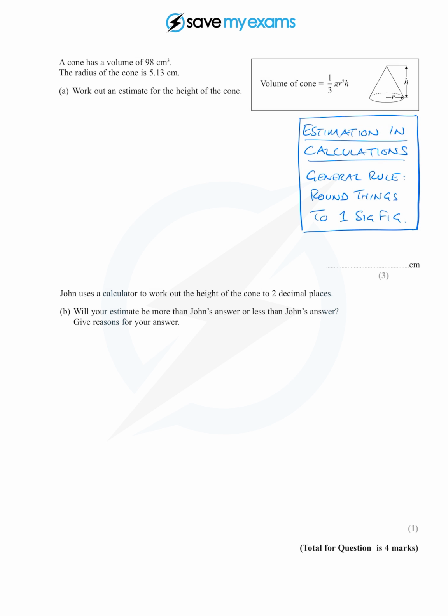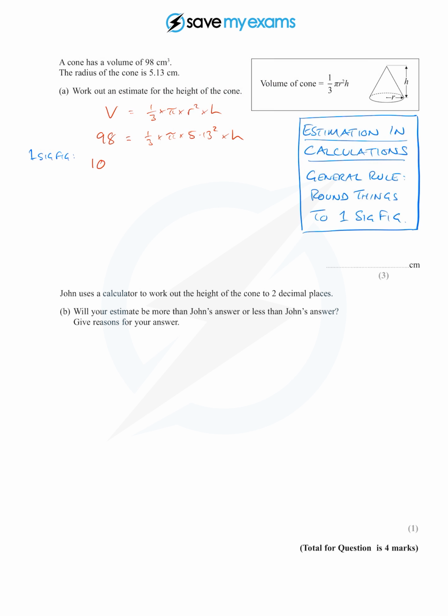So let's write down the formula for the volume of the cone: 1/3 times pi times r squared times h. Let's put in the actual numbers, shall we? 98 is 1/3 times pi times 5.13 squared times h. And now let's do some rounding. So let's do some one sig figging, as it were. Okay, so everything to one significant figure.